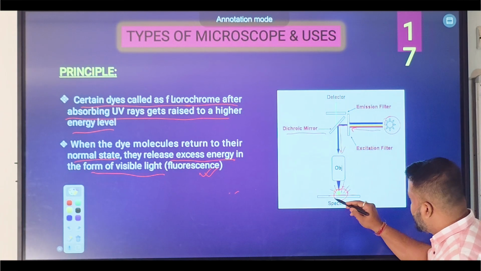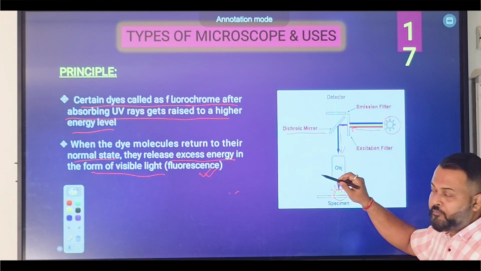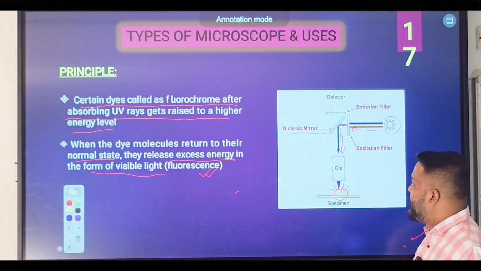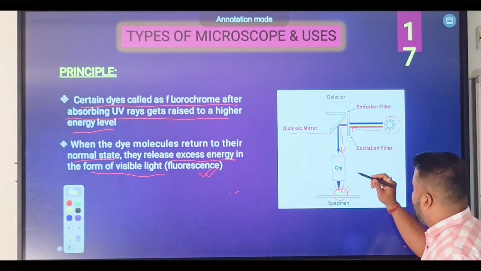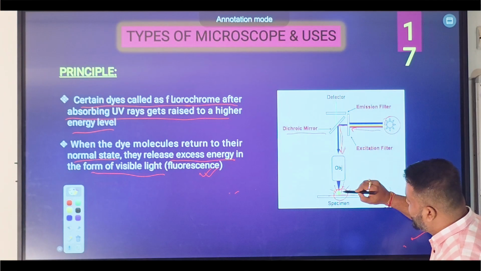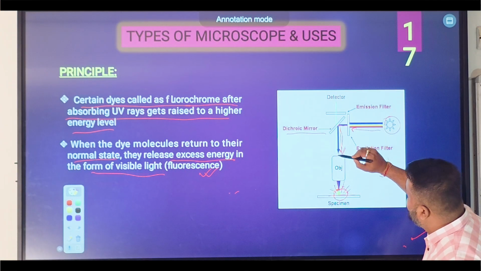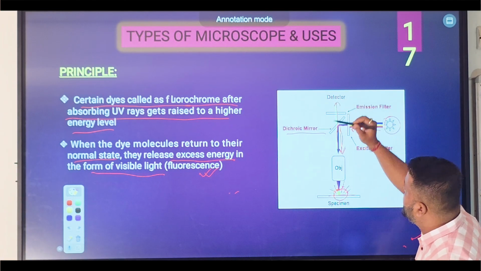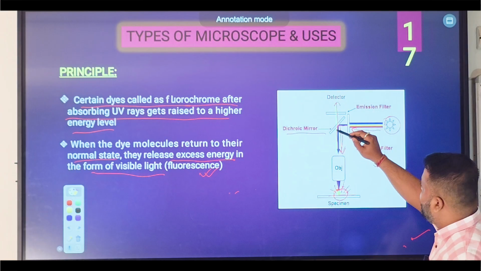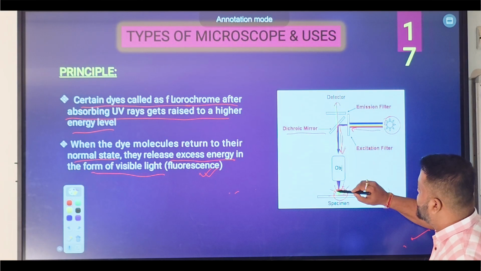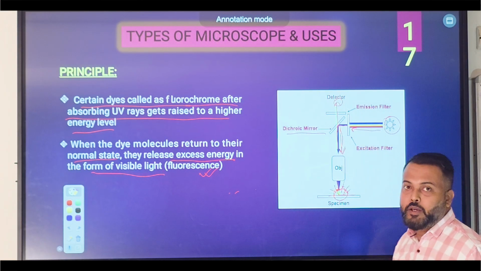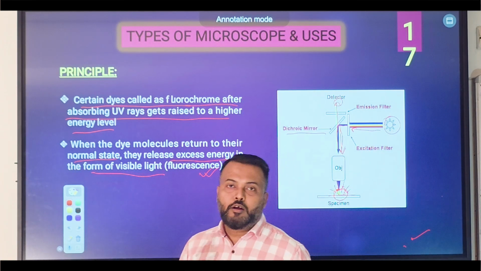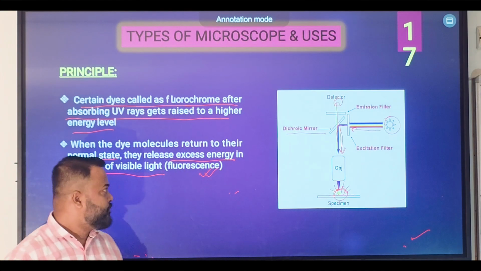Now the specimen is here and there is an objective lens as well. The mirror will reflect this light towards the objective, and simultaneously the fluorescent light will be emitted from this particular molecule, and the dichromic mirror will allow this fluorescent light to go towards the detector. For that reason this image will be converted into a fluorescent image, which will finally be detected by the microscope, and we will be able to visualize it in the form of a fluorescent image.